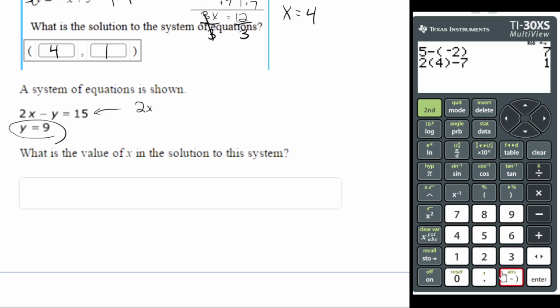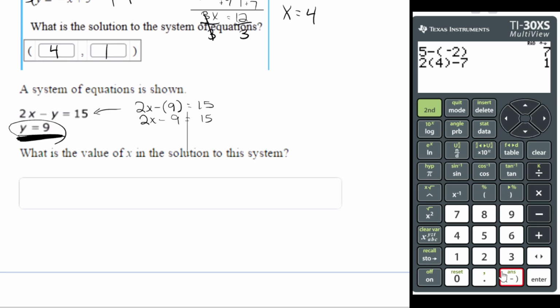2x minus y equals 15. You're going to take out the y and you're going to put in 9. Because they tell you that y equals 9 right here. Equals 15. 2x minus 9 equals 15. Now we solve for x.